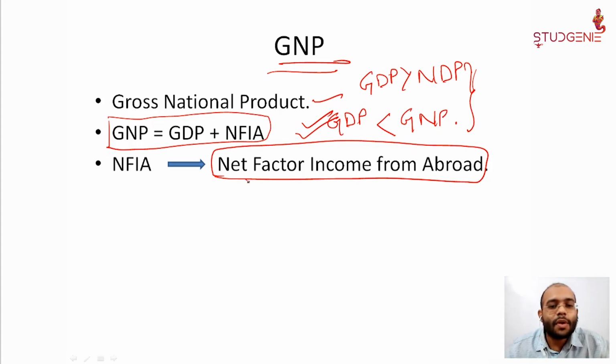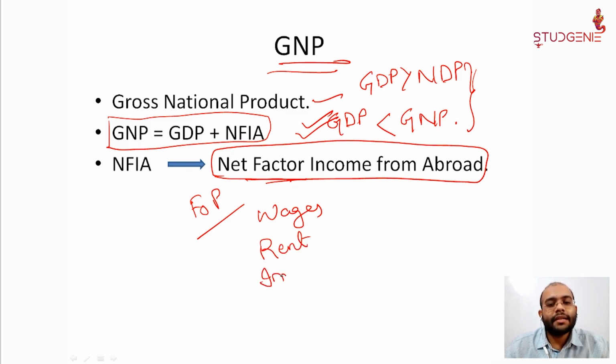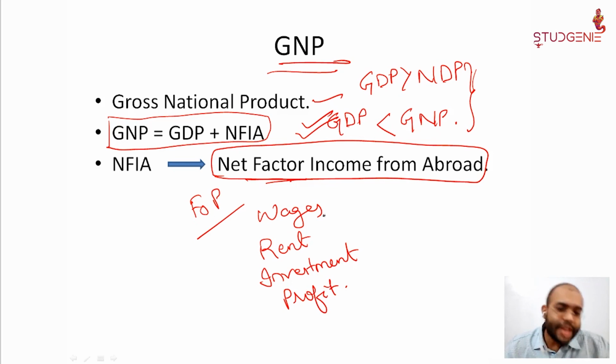Now let's come to NFIA. What is net factor income from abroad? Factor income. What are the factors? If you attend our live classes, you will understand that there are 4 factors of production: wages, rent, investment, and profit. These are the 4 factors of production. So it is the income generated by Indian nationals in foreign land.